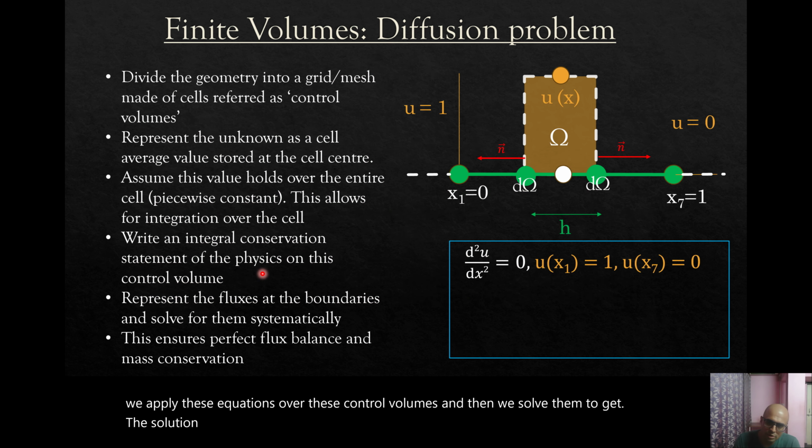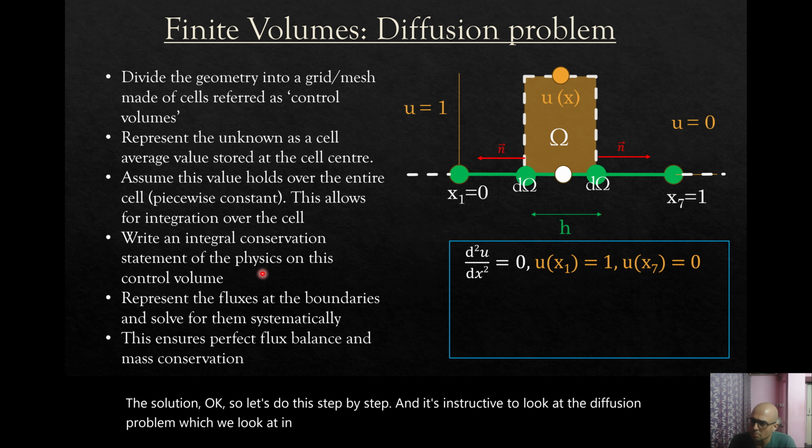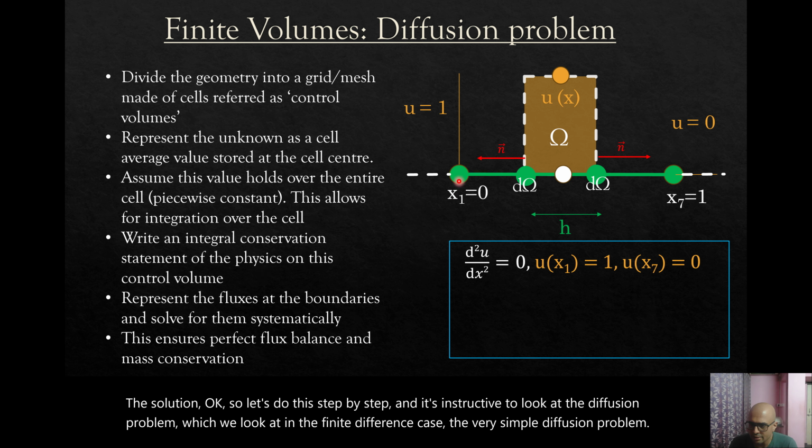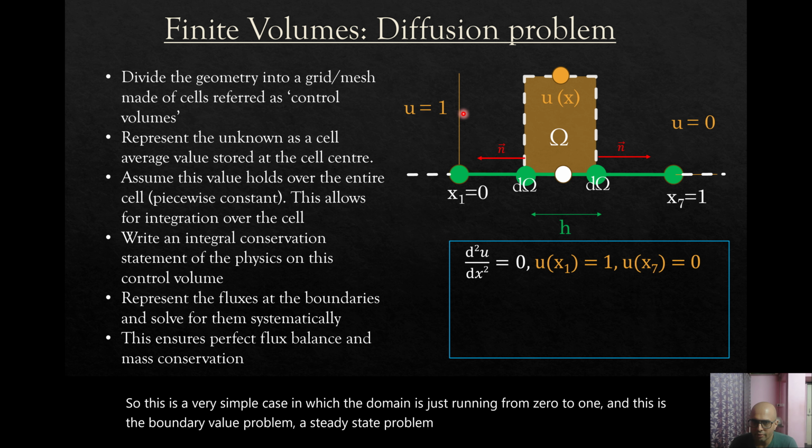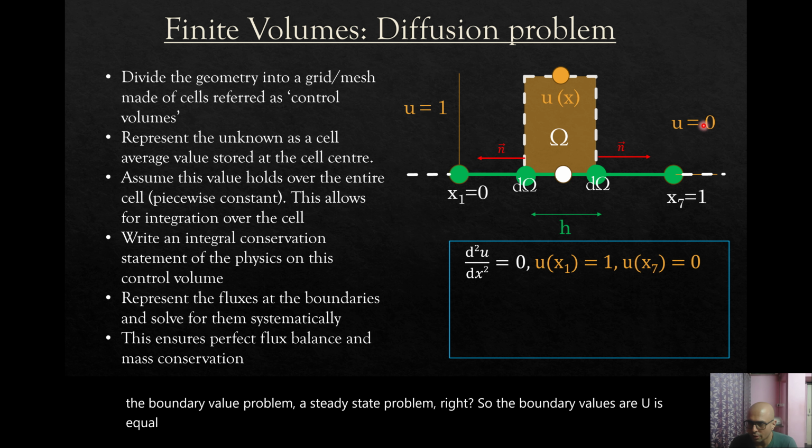Okay, so let's do this step by step, and it's instructive to look at the diffusion problem, which we looked at in the finite difference case, the very simple diffusion problem. This is a very simple case in which the domain runs from 0 to 1, and this is a boundary value problem, a steady state problem, right? So the boundary values are u equal to 1 at x equal to 0 and u equal to 0 at x equal to 1.